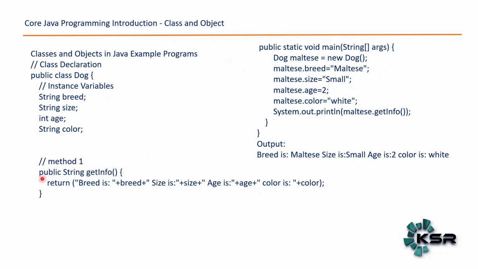So there is a method. This is about your characteristics. This is about the method, the behavior. Using getInfo, I'm going to access this variable data. What I am doing: Maltese dot getInfo. So Maltese is the object, dot getInfo is the method. The getInfo is going to access these particular class variables. So I'll say get the age, color, and everything of this particular dog. It will get it and then print it over here.